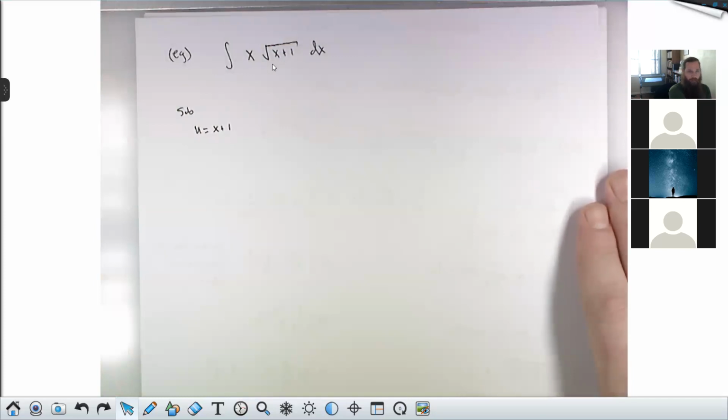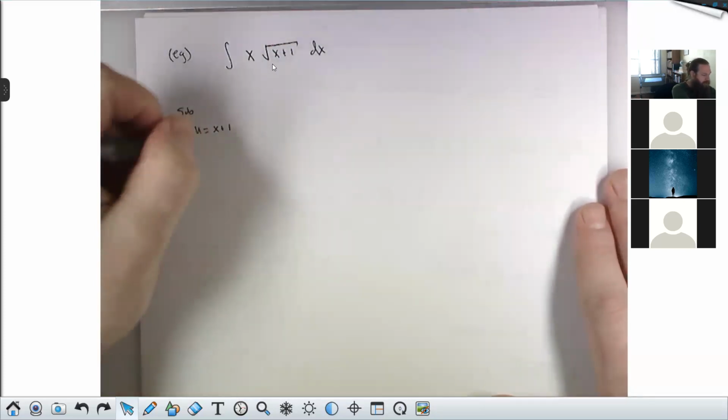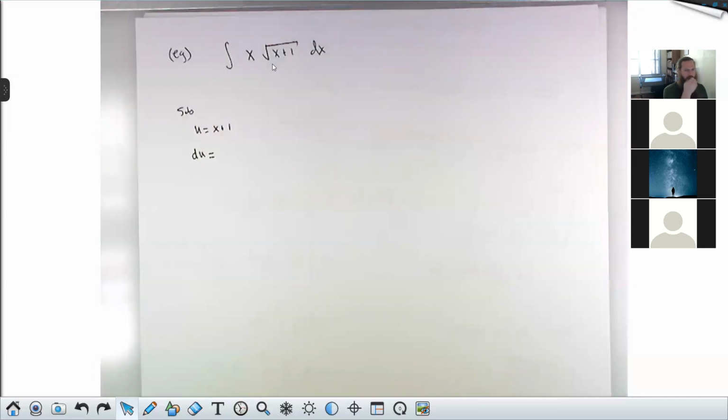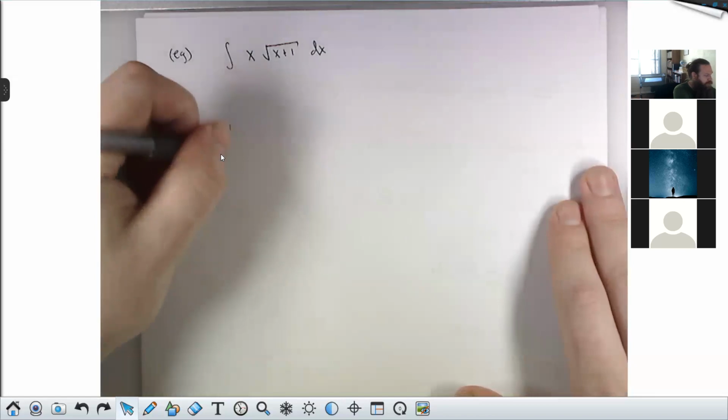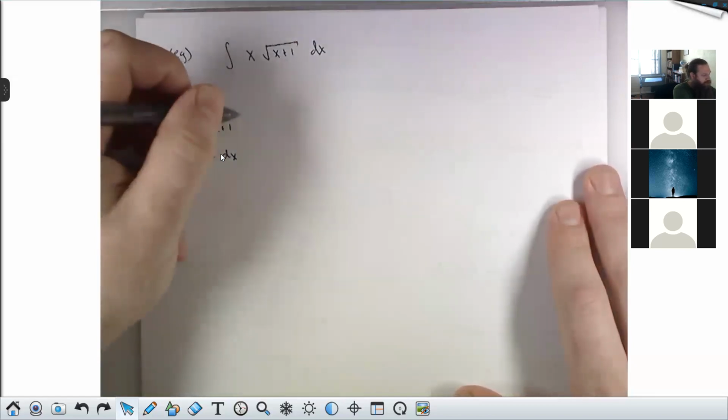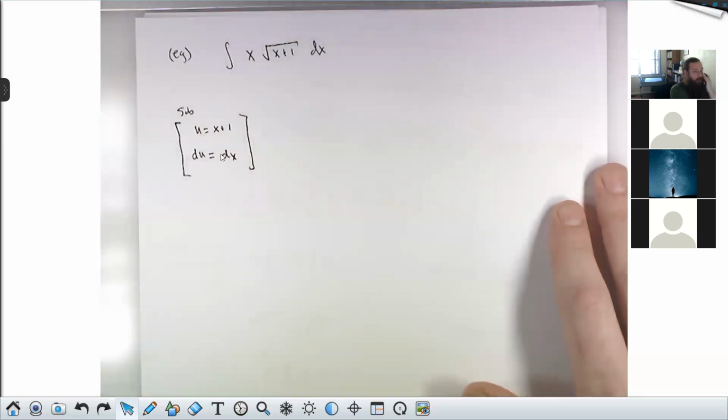And then after we pick our substitution, we immediately need to calculate the differential du. What is du here? It's just dx. Yeah, the derivative of x plus 1 is just 1. So du is equal to 1 dx. And we just write that as du equals dx. Again, no bounds to worry about. It's an indefinite integral. So that's our whole little substitution box.